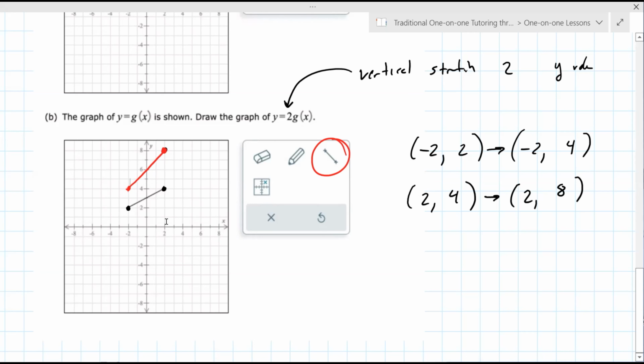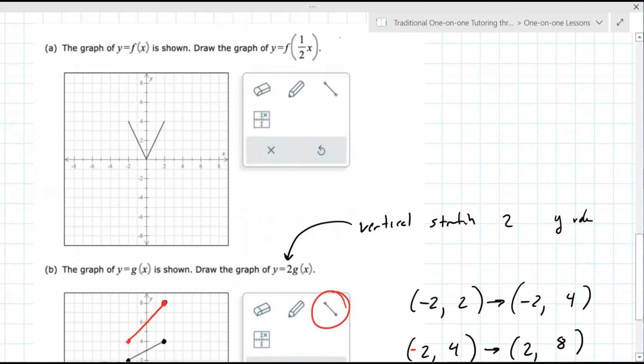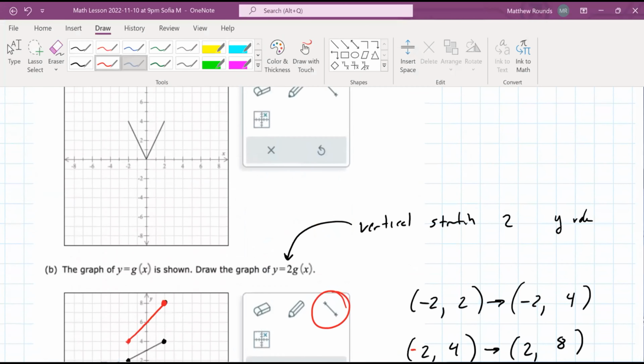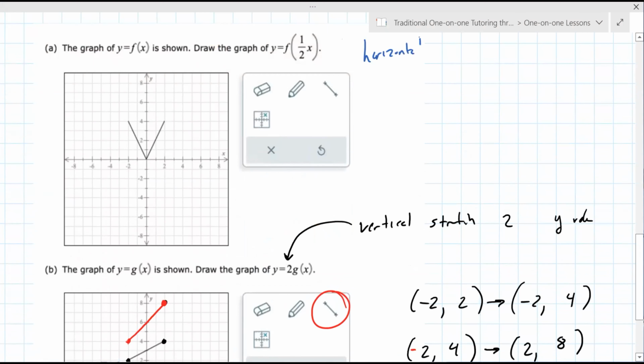Okay. Now the one above is a horizontal, and the reason it's horizontal is because it's inside parentheses. Okay.